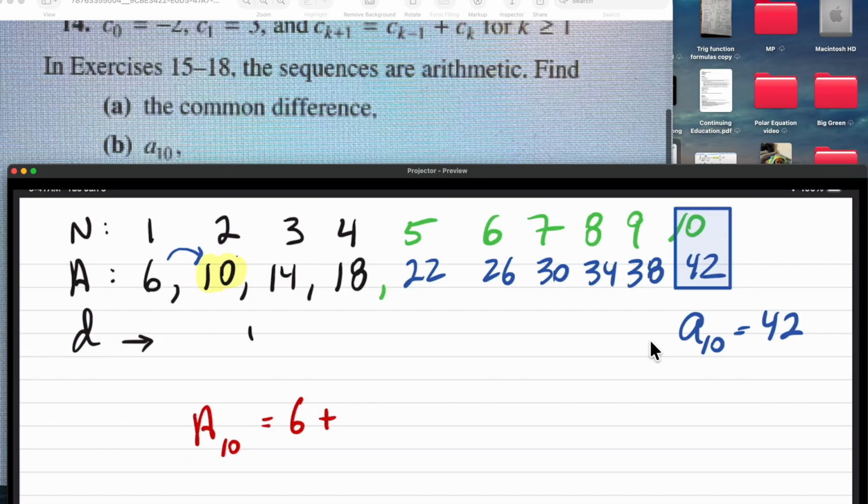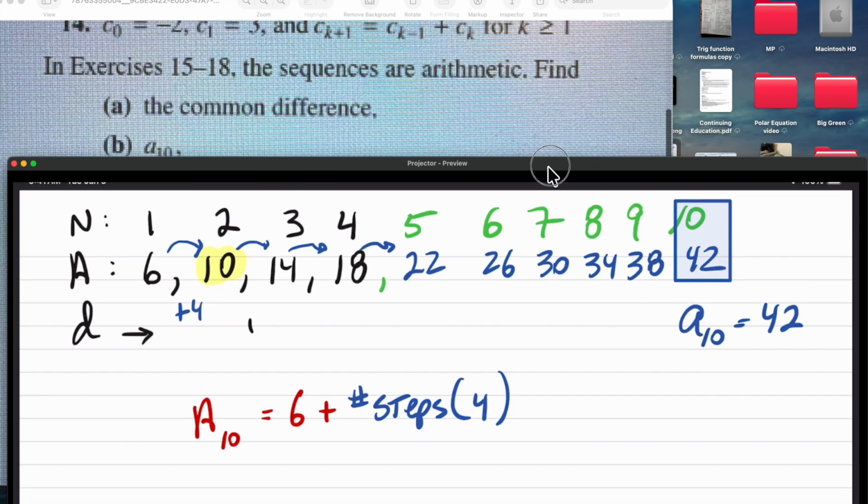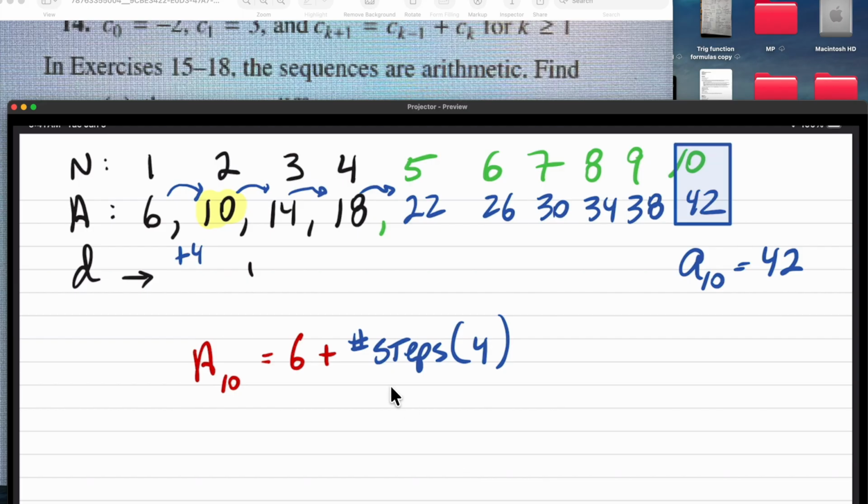Each step we take, we're going to add 4. So basically, we want the number of steps times 4, and we're going to add that to the first value, and we're going to get the value wherever we end up. So the question is, how many steps do we take? How many steps are taken?